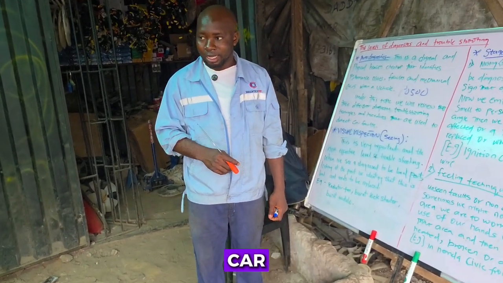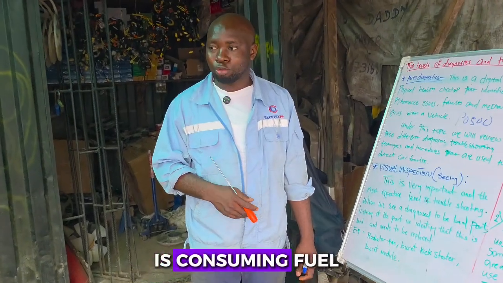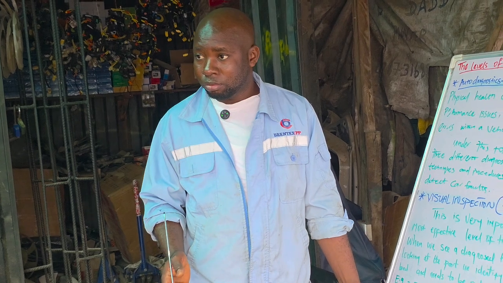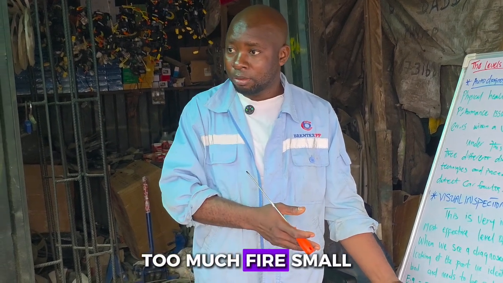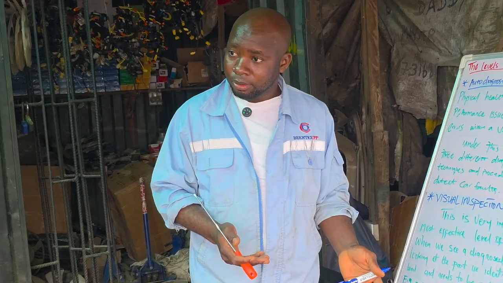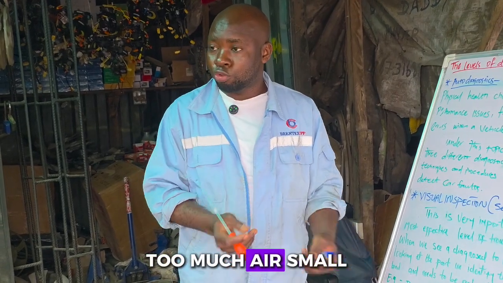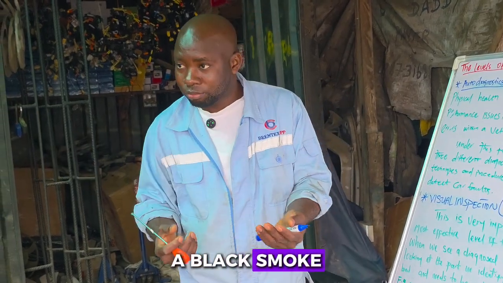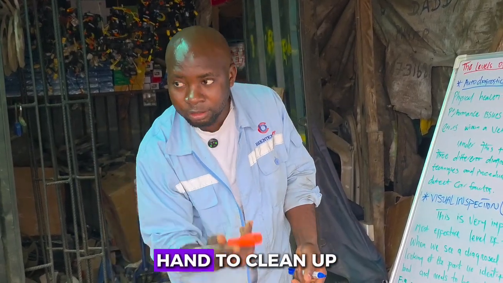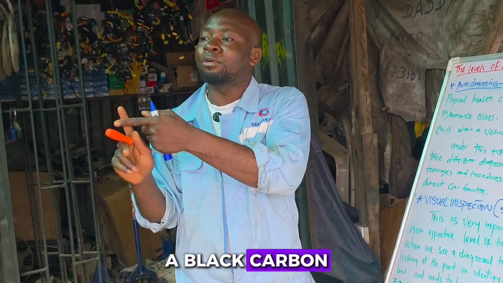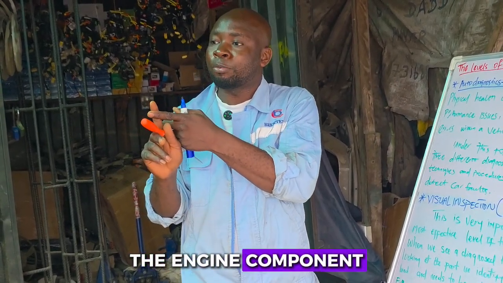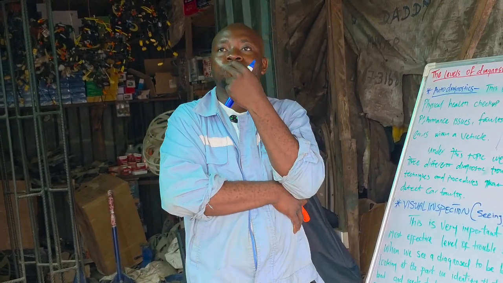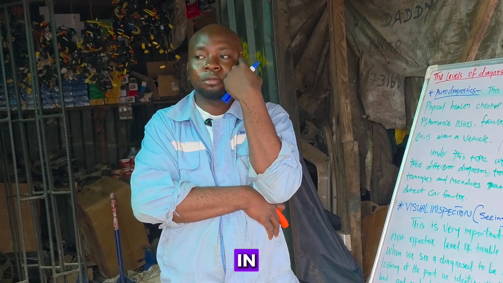Sometimes you start diagnosing a car when a customer lays a complaint that my car is consuming fuel. Probably the car is running too rich: too much fuel, small air. Or too lean: too much air, small fuel. You notice from the exhaust that there's black smoke. When you use your hand to clean the exhaust, you see that there's black carbon. That means there is not a complete combustion in the engine. So only now will you know what the possible causes are. That's when visual inspection and thinking comes in.